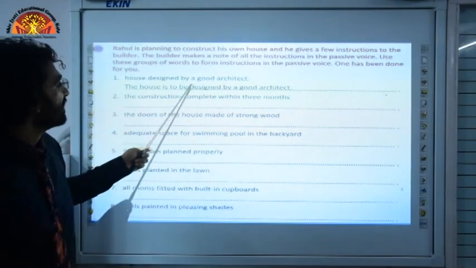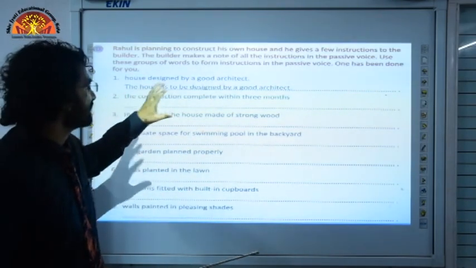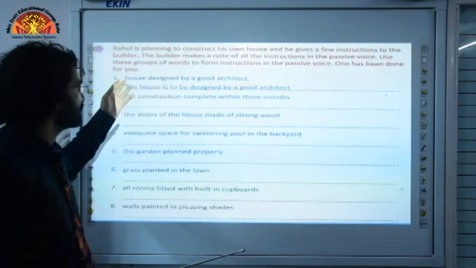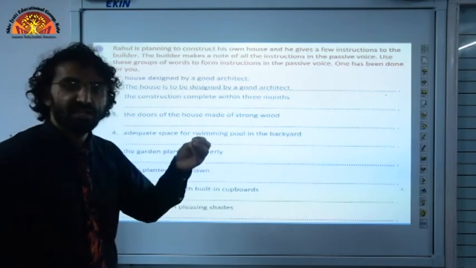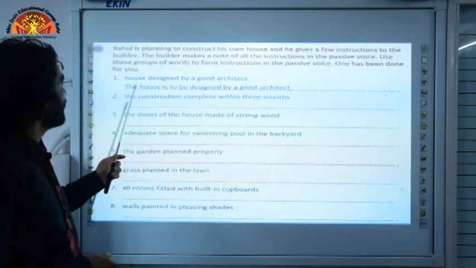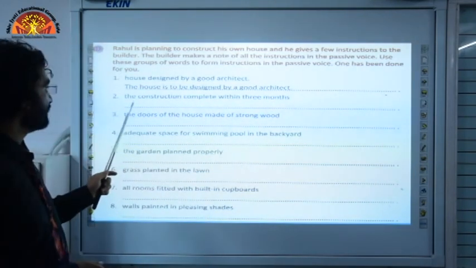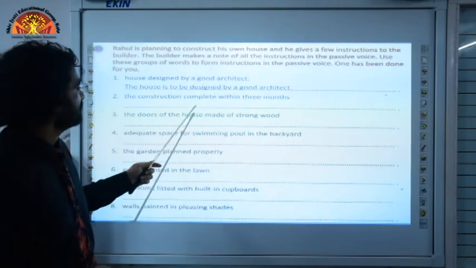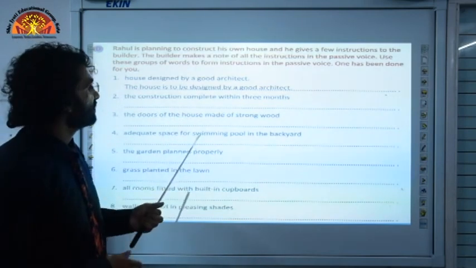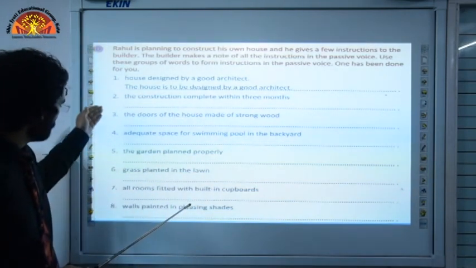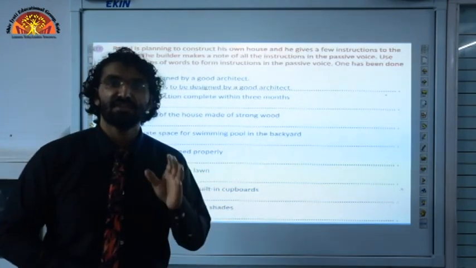House designed by a good architect. This is not perfectly set. This has been kept in random order, maybe, and we have to arrange it and put it properly in either the active or the passive form. The house is to be designed by a good architect. The construction complete within 3 months. The construction should be complete within 3 months. And 3, 4, 5, 6, 7, 8 are the ones for your homework, and we will discuss them in the live doubt class.